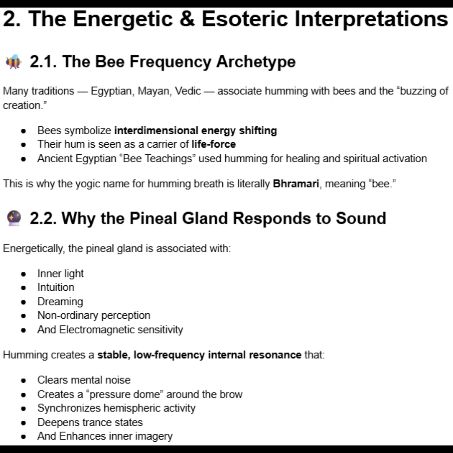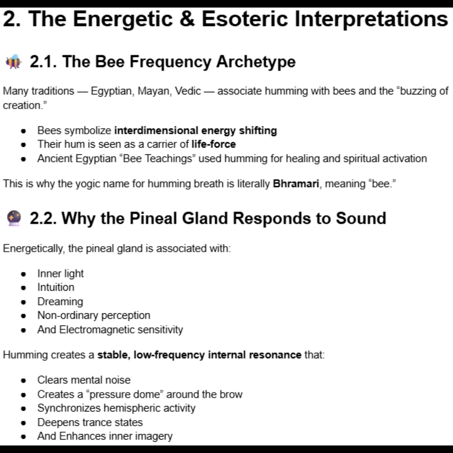2. The energetic and esoteric interpretations. 2.1 The bee frequency archetype. Many traditions, Egyptian, Mayan, Vedic, associate humming with bees and the buzzing of creation. Bees symbolize interdimensional energy shifting. Their hum is seen as a carrier of life force. Ancient Egyptian bee teachings used humming for healing and spiritual activation. This is why the yogic name for humming breath is literally Brahmari, meaning bee.